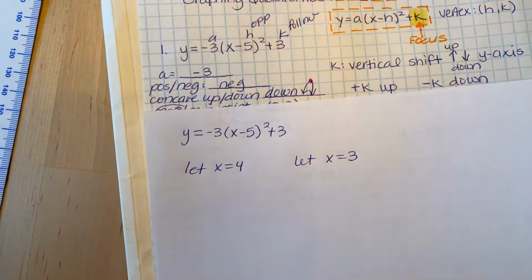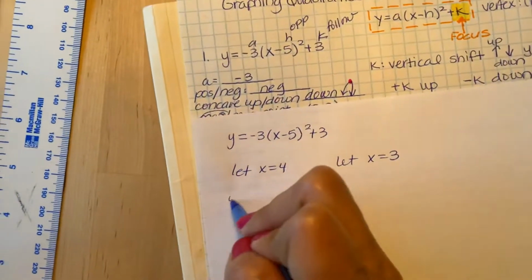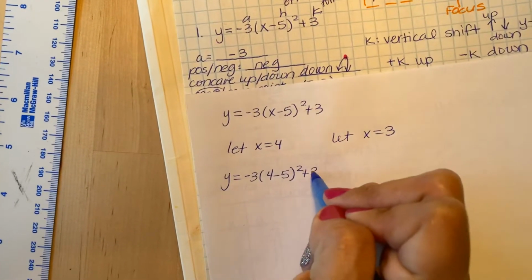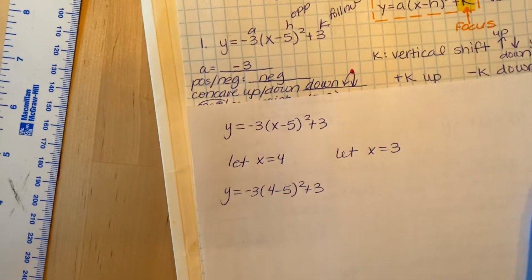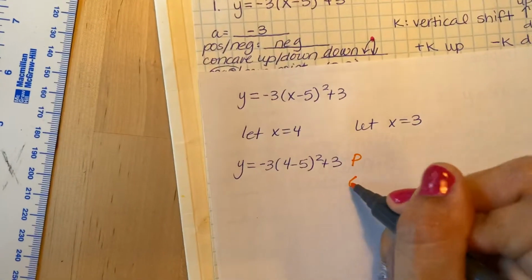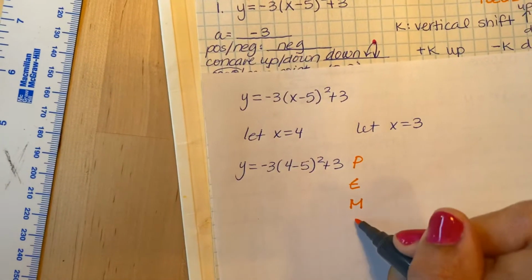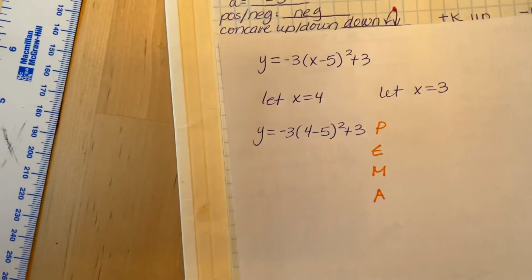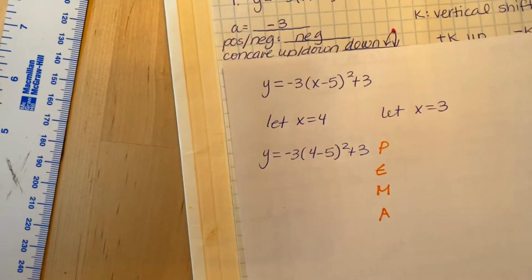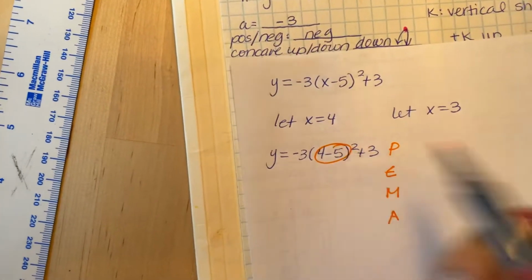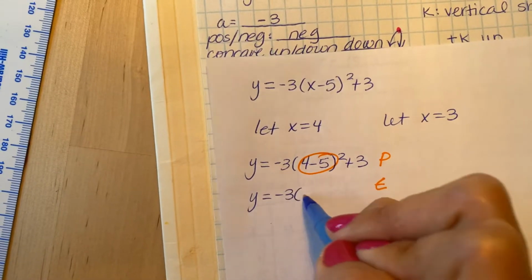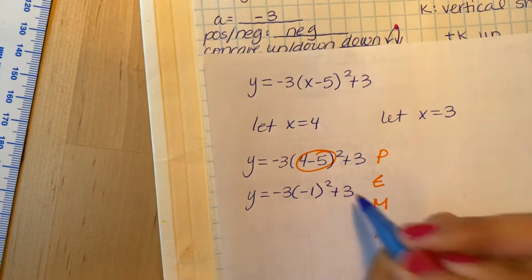Okay, so the first thing you're going to do is substitute. So y is equal to -3 times (4 minus 5) squared plus 3. All right. Parentheses, then exponents, then multiplication, then we're going to add, okay? PEMDAS. All right, so here we go. Whoops, I forgot to circle. All right, parentheses: y is equal to -3 times (-1) squared plus 3.